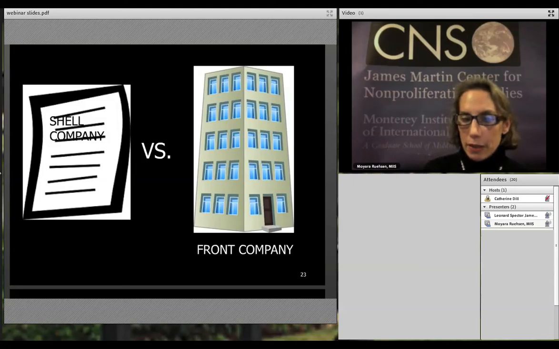A front company, on the other hand, can be a shell company, but it could also be a real company with a brick and mortar physical presence. The key is that its purpose is, by definition, designed to deceive and disguise the true originator of the transaction or the end user. Now, according to a recent UN panel of experts report, Iran appears to be using legitimate companies in the oil sector as intermediaries or front companies for the import of dual-use items for their nuclear program. It's a very sly way of obscuring the final end use at one of their facilities.